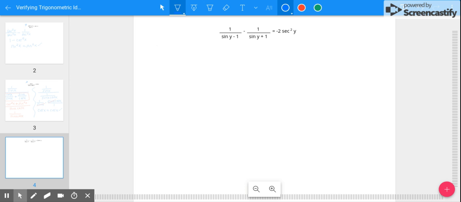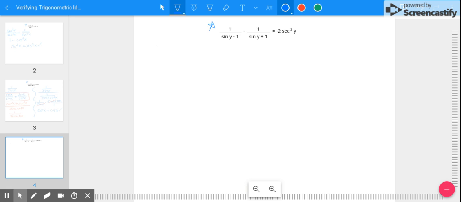Again, I'm going to start over here and hope that I can create something more simplistic like the -2 secant squared y that we have on the right-hand side. In this case, I don't know of any identities for sine y minus 1 or sine y plus 1. So I can't really swap anything out, and they're already sines, so switching to sines and cosines is already done for us. So what I'm thinking is let's first find a common denominator.